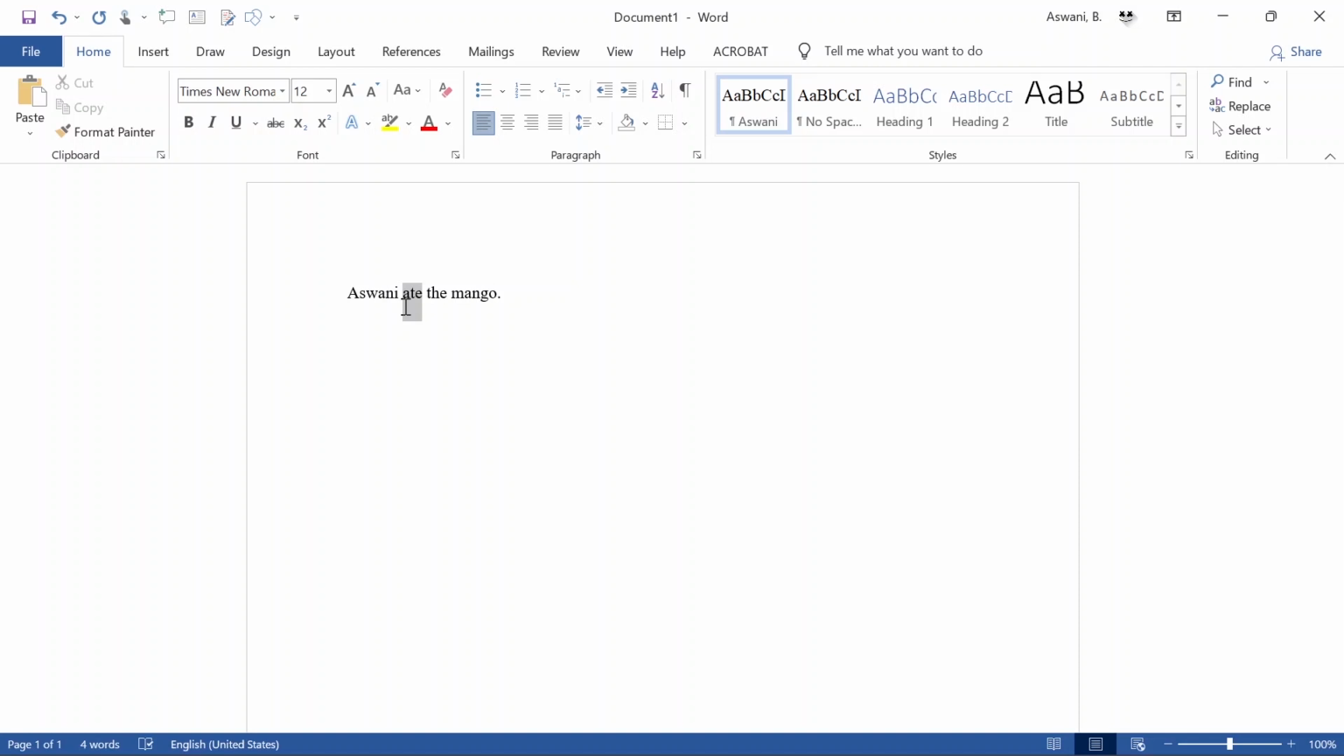To identify the subject, you think about the who. Who did it? Who did the eating? Who is doing the eating? At this point, we have already identified the verb, which is ate. So we need to identify the subject, and then we identify the object.